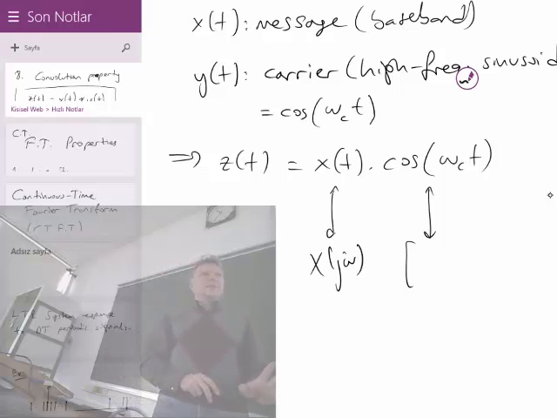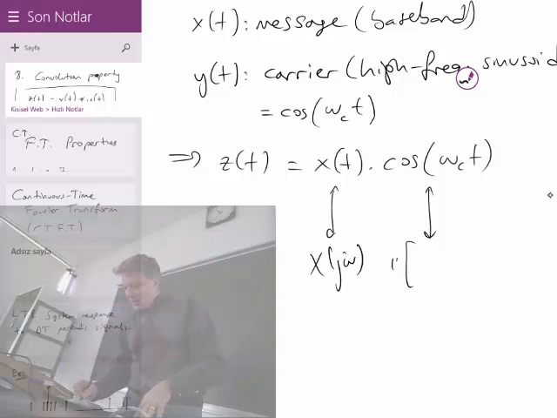Remember, this is a periodic signal, cosine. So it has two Fourier series coefficients. What were the Fourier series coefficients? 1 over 2 and 1 over 2. So what's the Fourier transform? Two impulses corresponding to those places, multiplied by 2 pi. 2 pi times 1 over 2 is pi. So an impulse with a magnitude of pi at frequency omega c, and another impulse with the same magnitude pi at minus omega c.